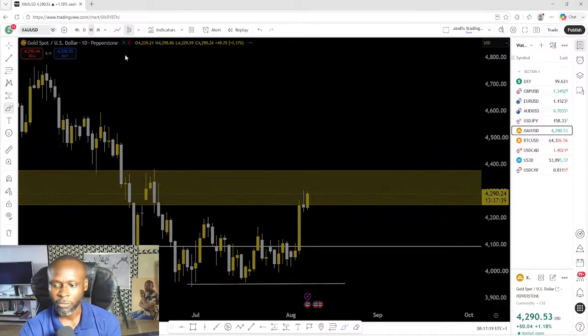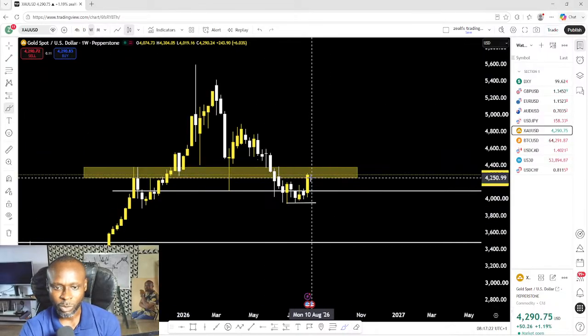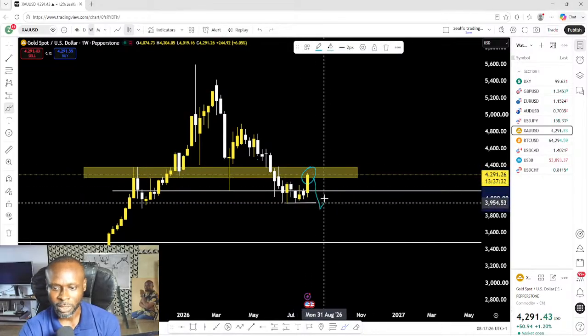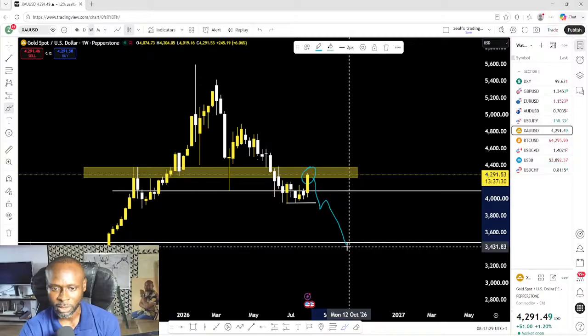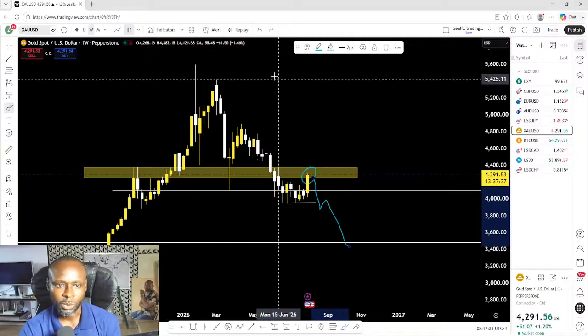So let's go back to the weekly time frame. On gold on the weekly time frame, once we see that price fails to break this level, expect price to move to break this area, this level, then expect price to drop to this next support level on gold USD.